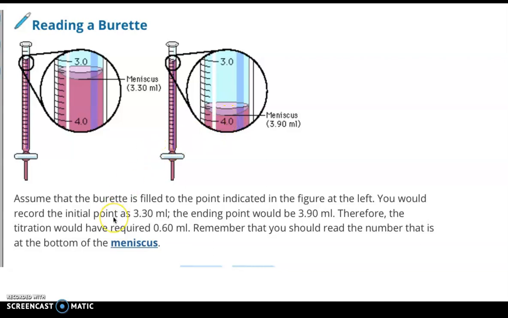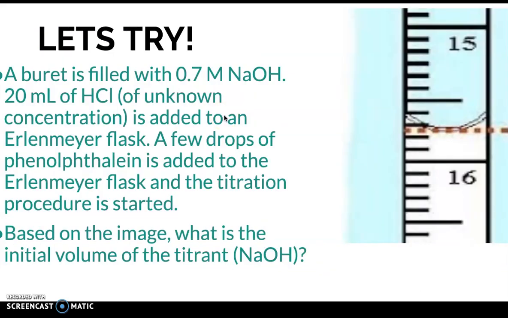Therefore, that titration would have required 0.6 milliliters in order to occur, and this number is what we're going to use in order to figure out our initial concentration for our acid. Remember that you should read the number that is at the bottom of the meniscus. So where the curve is the lowest, that is the meniscus, and that's where you're going to read your volume on your burette.